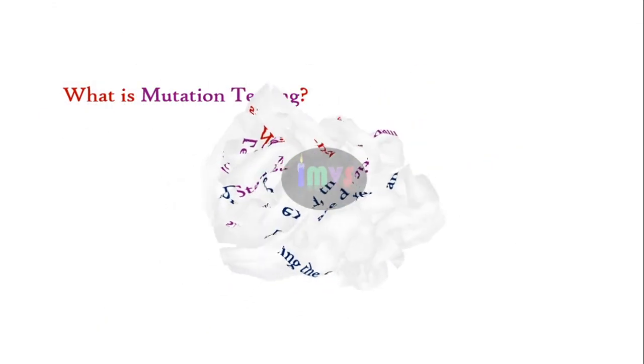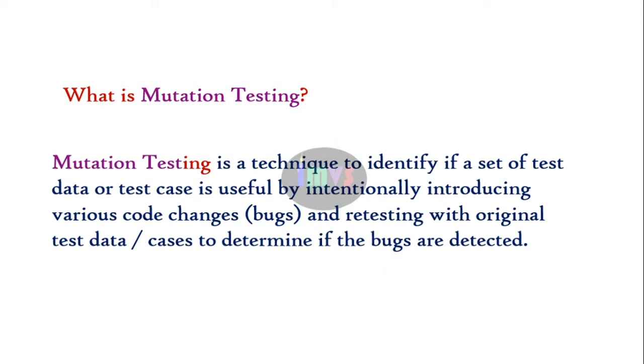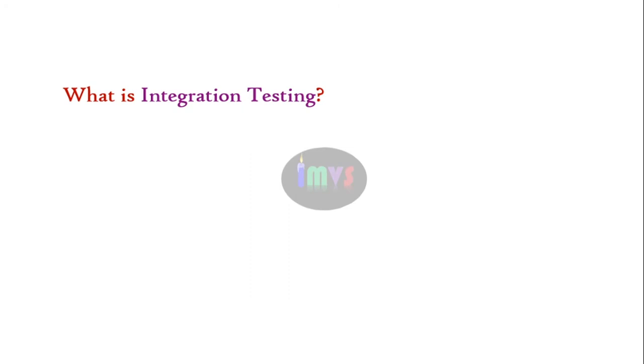What is mutation testing? Mutation testing is a technique to identify if a set of test data or test cases is useful by intentionally introducing various code changes, bugs, and retesting with original test data cases to determine if the bugs are detected.